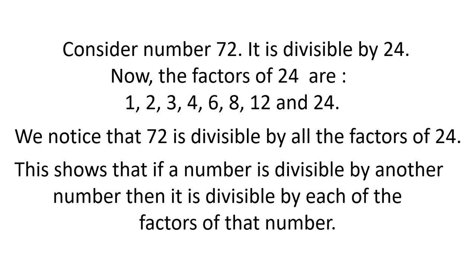Consider the number 72. It is divisible by 24. 72 upon 24 is equal to 3. Now the factors of 24 are 1, 2, 3, 4, 6, 8, 12 and 24. We notice that 72 is divisible by all the factors of 24. 72 is divisible by 1, by 2, by 3, by 4, by 6, by 8, by 12 and by 24. This shows that if a number is divisible by another number, then it is also divisible by each of the factors of that number.